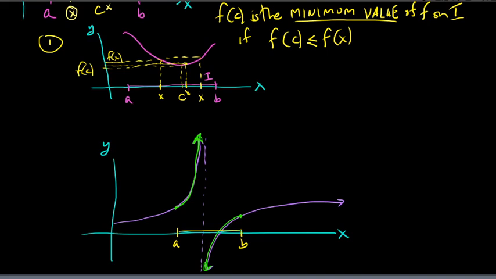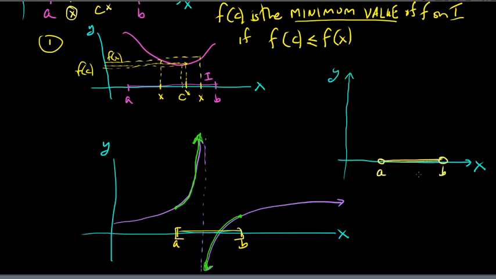Here's another way. I'm running out of space, so can I graph over here? Here's x, here's y. And let's suppose, here we were including a and b. Let's not include a and b. Let's leave a open, and let's leave b open.